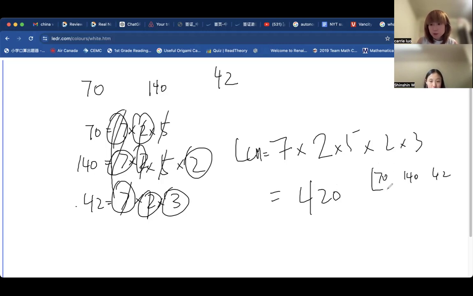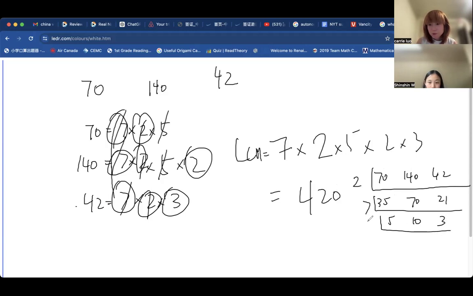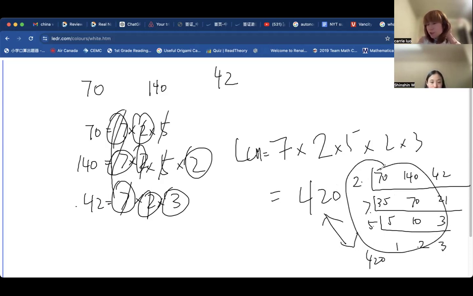So I want you to start using my way, divided by 2, 35, 70, and 21, 7, 5, 10, and 3, and 5, 1, 2, and 3. Then check your answer if it is right. So still 2 times 7 times 5 times 2 times 3, the answer is still 420. See, boom, you get it right. So use this way to check your answer. This way is right, but it's very complicated and takes you much longer to get the answer. It's not a very good way at all.